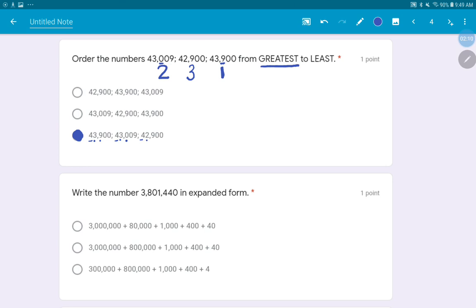Next, it asks you to write the number 3,801,440 in expanded form. Olivia, how do we do that? You would do like the first. This is how I did it. I did like 3,000, well, 3,000,000. Okay.